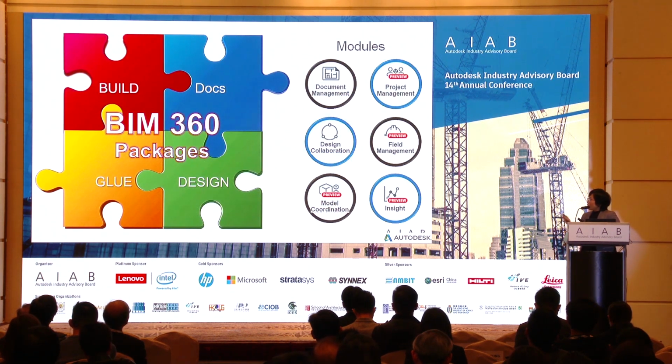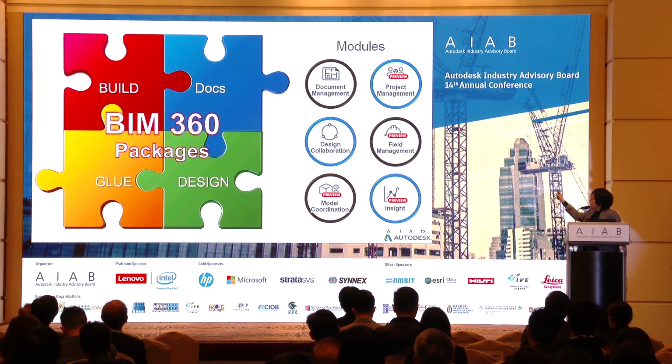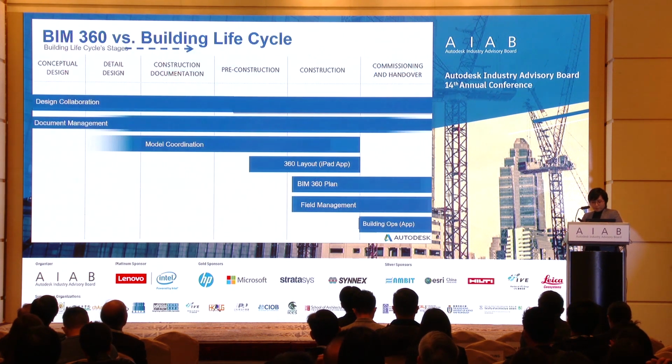Okay, so you can see the puzzle. This is BIM 360. The red, blue, green, yellow. BIM 360 is combined from 4 packages. We call them packages. And on the right side, you see the modules. They are the functions of the different packages. I'll explain them one by one.